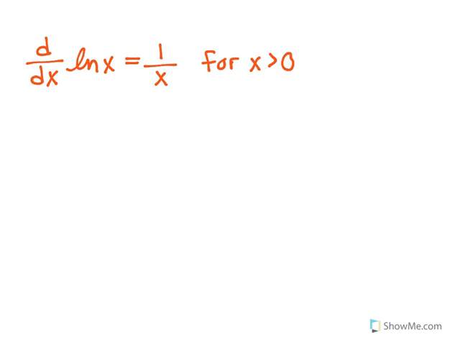Okay, so we're going to move ahead to our next rule, which is the derivative of a natural logarithm, which is simply equivalent to 1 over x, whatever x may be. Again, this can only work if x is greater than 0. So let's take a look at a couple examples.